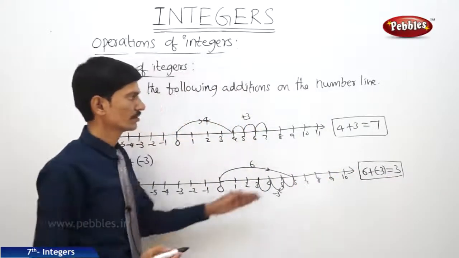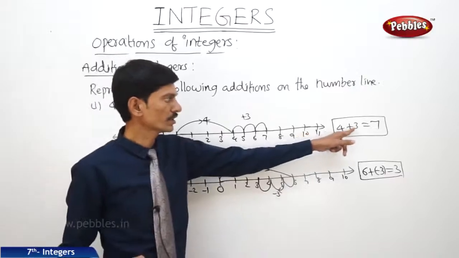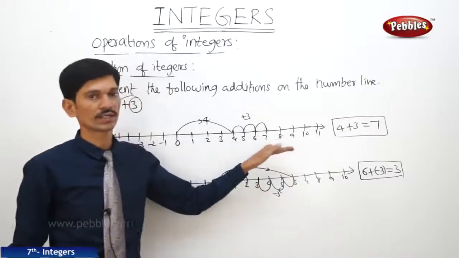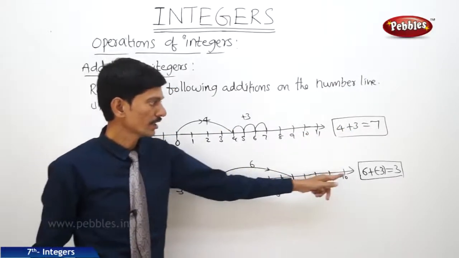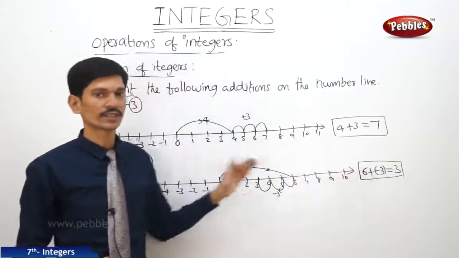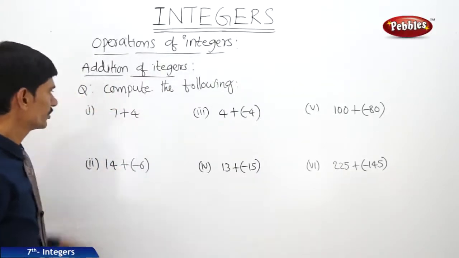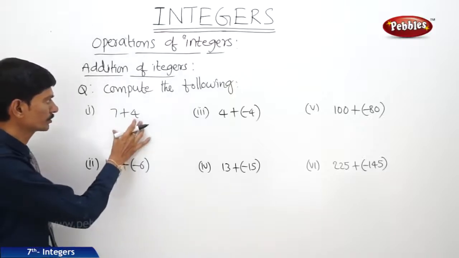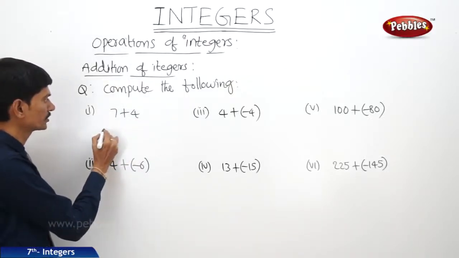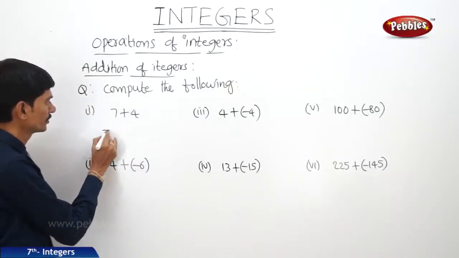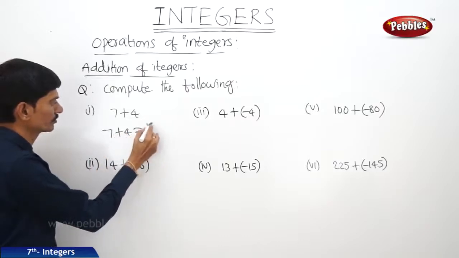So when you add a positive integer, we move right on the number line, and when you add a negative integer, we move left on the number line. Now let us solve the next question. Compute the following. Here two positive integers are added. So when you add 7 and 4, we get 7 plus 4 equals 11.